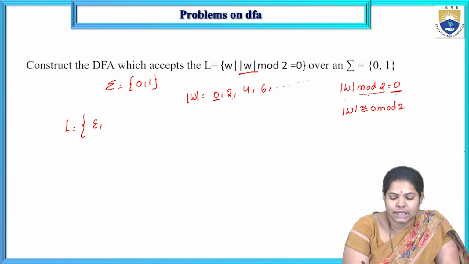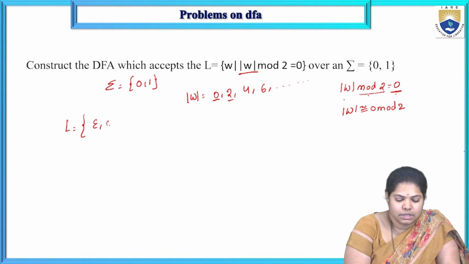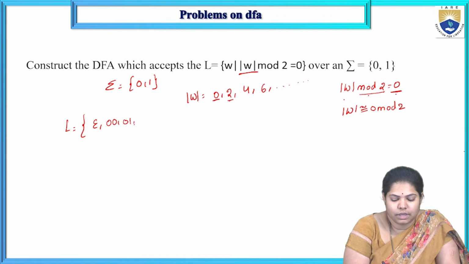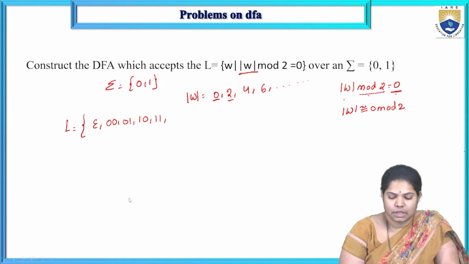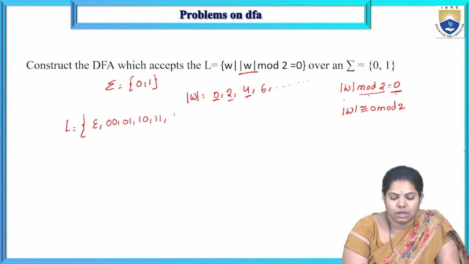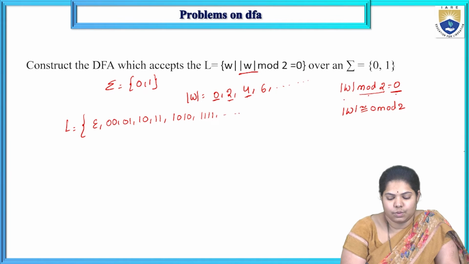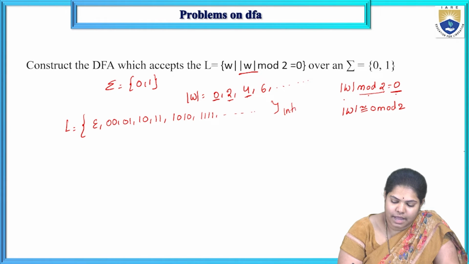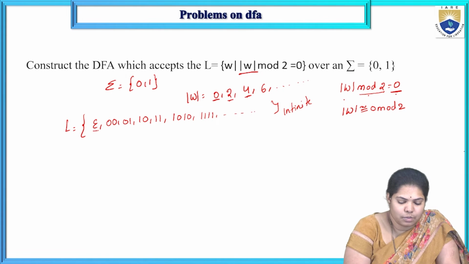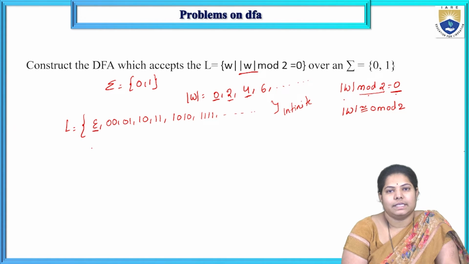And next, a 2 length string. What are the 2 length strings? 0 1, 0 0, 0 1, 1 0, 1 1. And what are the 4 length strings? 1 0 1 0, 1 1 1 1, and so on. Same for 4 length strings, 6 length strings, and so on. As this language is an infinite language, we have to take the smallest string and get acceptance.